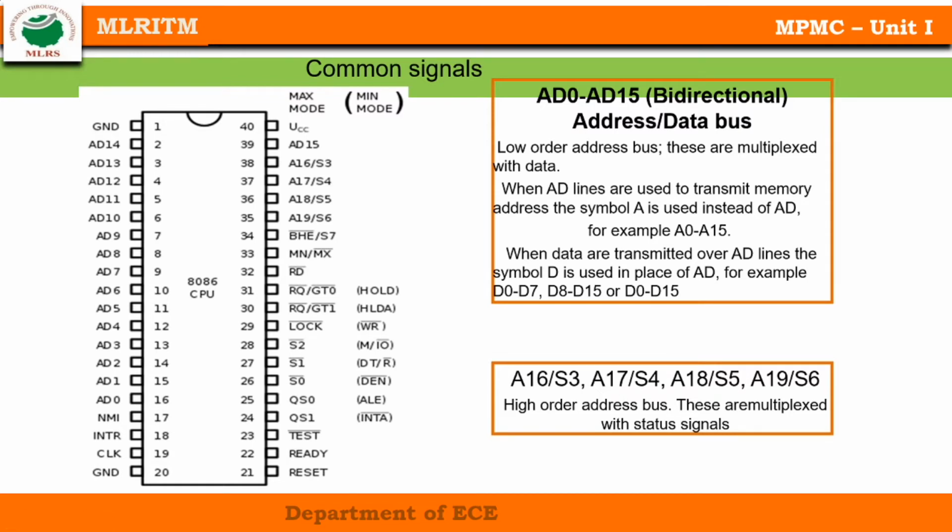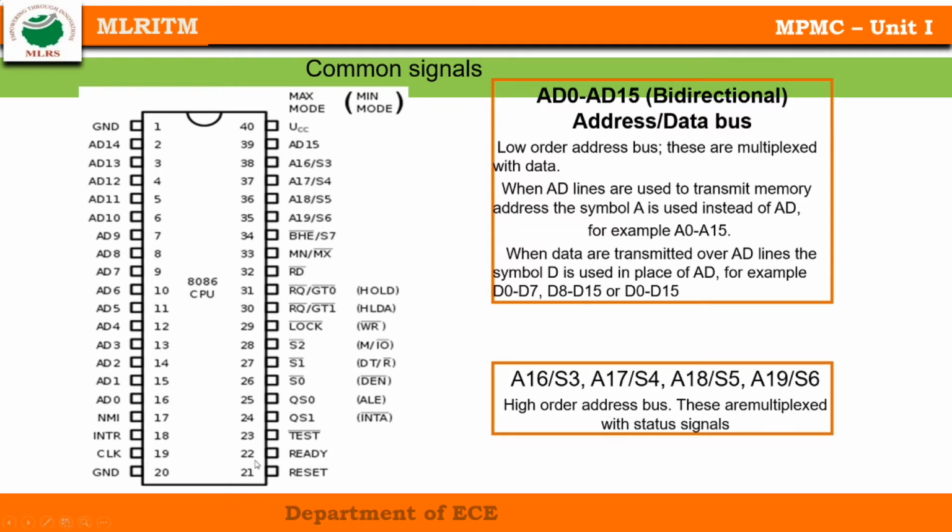Pin number 17 is NMI, non-maskable interrupt. Pin number 18 is INTR, interrupt request. Pin number 19 is clock, and pin number 20 is another ground pin. Then we start with the right bottom. Pin number 21 is reset.